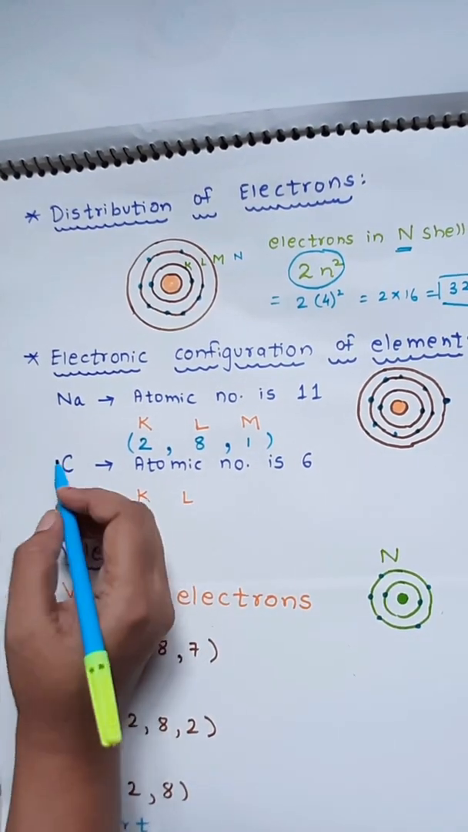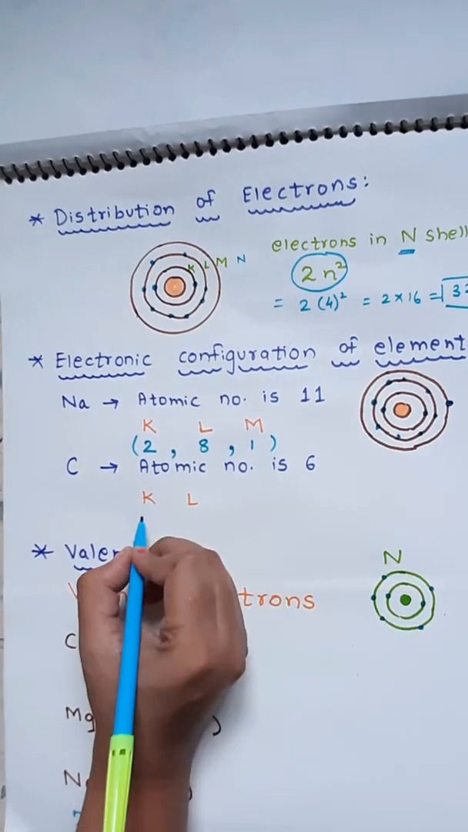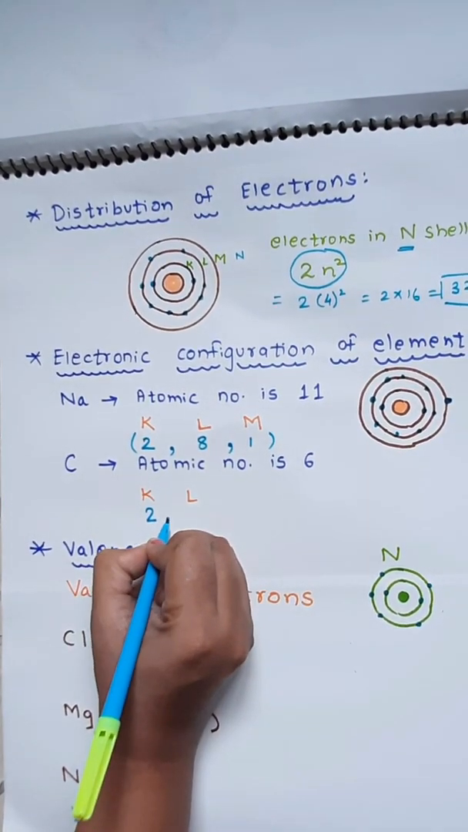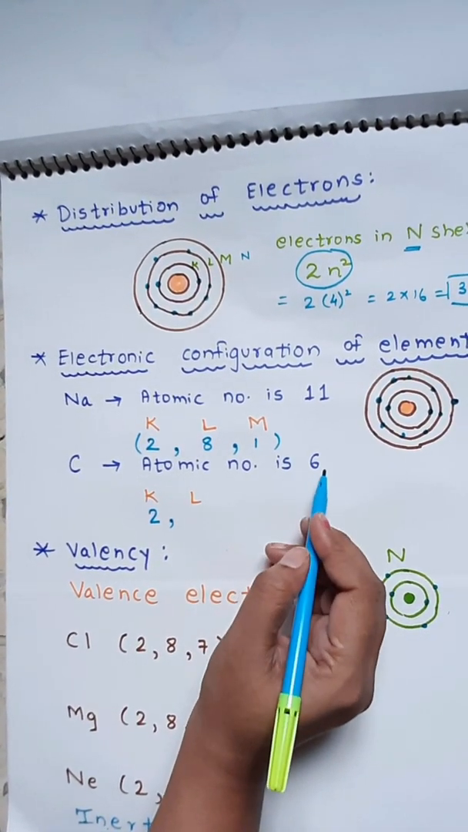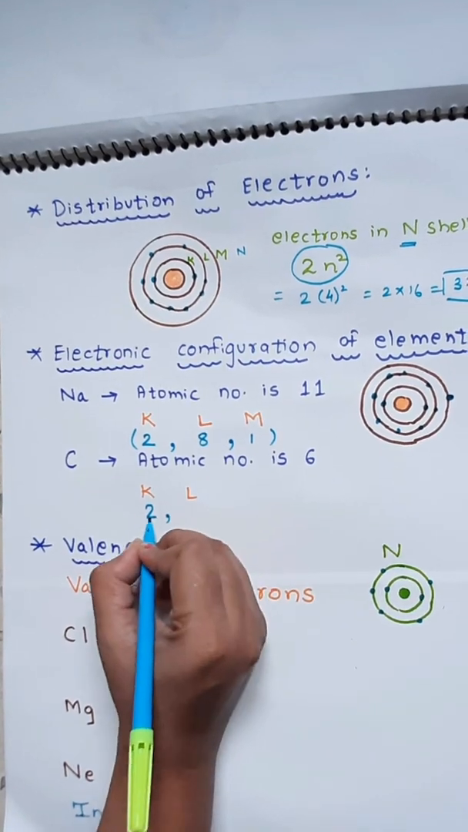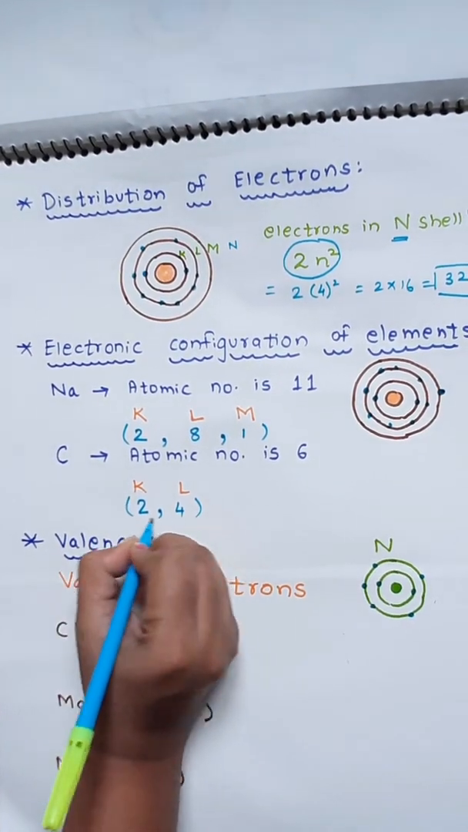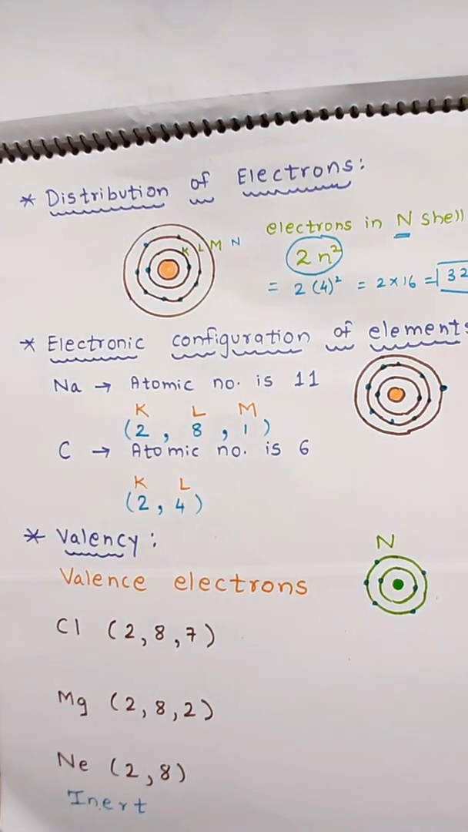Let's take another example. Carbon, atomic number is 6. So as you can see, clearly the first shell will have 2 electrons. The second shell has the capacity of 8, but it has only 6 electrons total. So 2 and remaining is how much? 4. So 2, 4, total is 6. So 2, 4 is the electronic configuration of carbon.